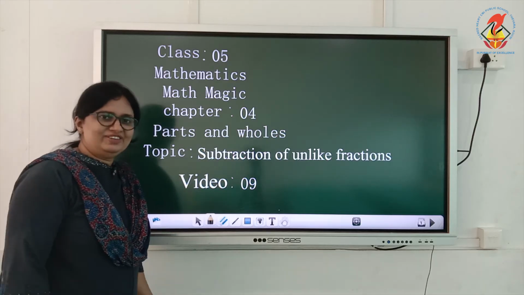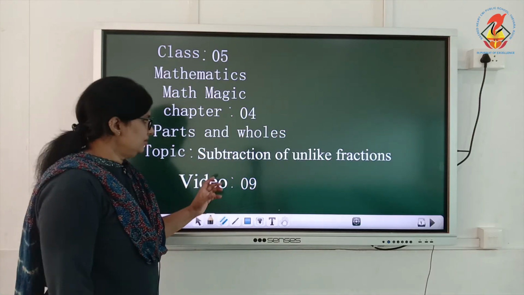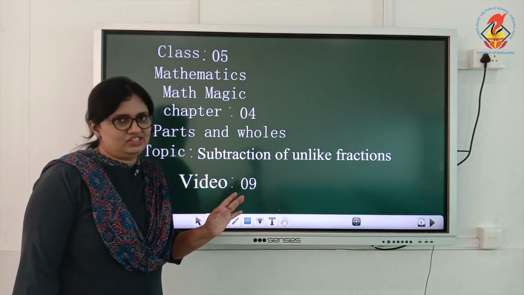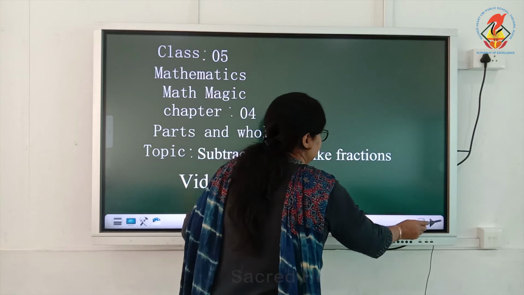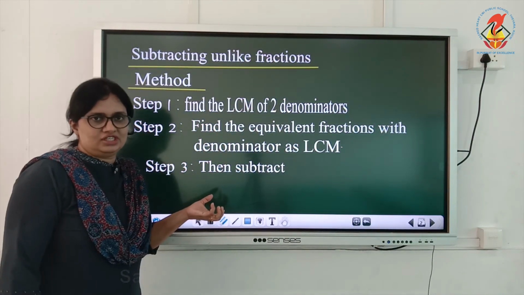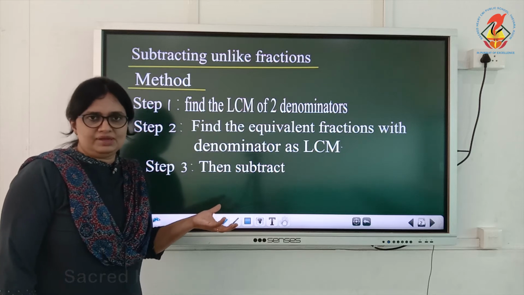Welcome back, children. Today we will continue with the same chapter, but I will give you the topic, that is subtraction of unlike fractions. Okay, and how can we subtract unlike fractions? Here also we need to follow some methods.